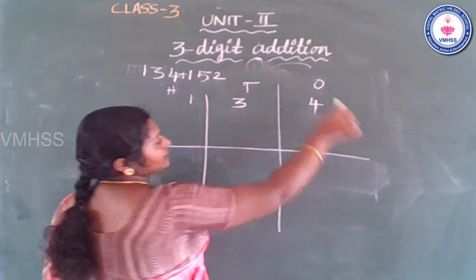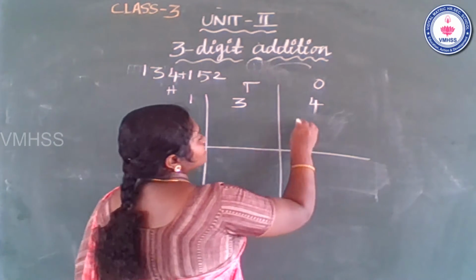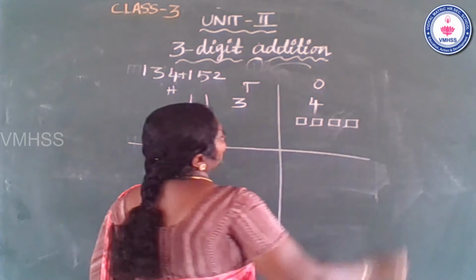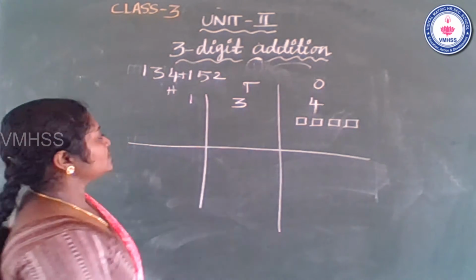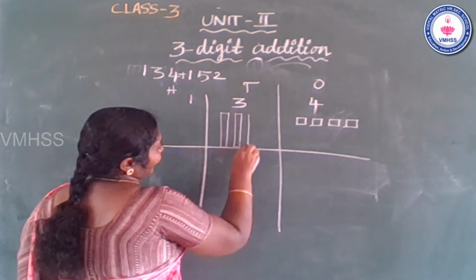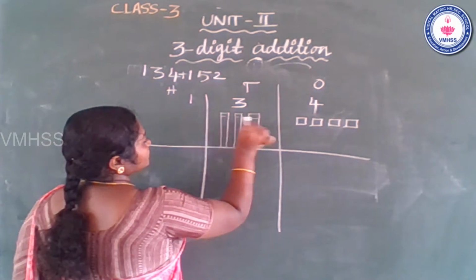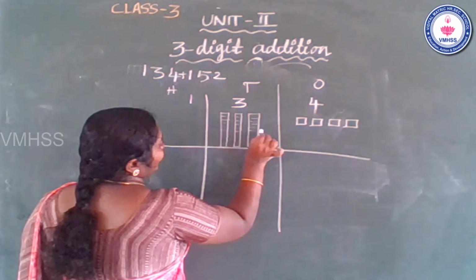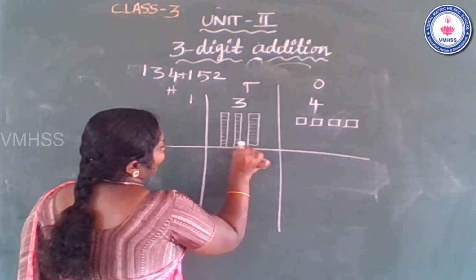134. So, what is the ones place value? Students, what is the ones place value? 4. Very good. So you draw 4 blocks. 1, 2, 3 and 4. Okay, students. So what is the tens place value? Very good, students. 3. So 1, 2 and 3. Okay. Do you understand? So 1, 2, 3, 4, 5, 6, 7, 8, 9 and 10.